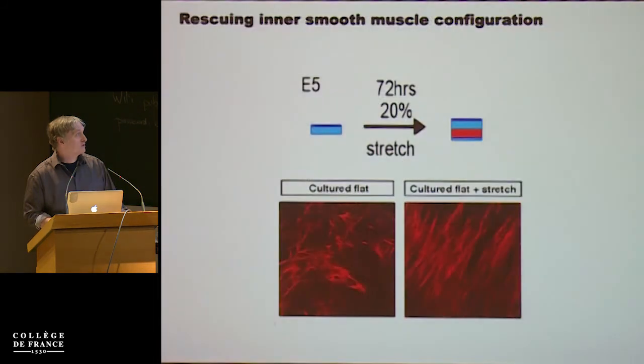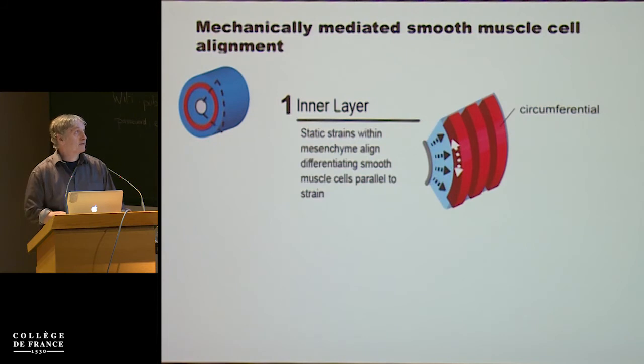And if you stretch it, the argument would be that you should be able to reapply the stretch and give it the orientation. And that's indeed what happens. So this is culturing flat, and if you culture flat by itself, without stretching it, the cells are random. But if you stretch it, now they achieve an orientation based on whatever direction you stretch it. So we think we know something about how you get that first orientation.